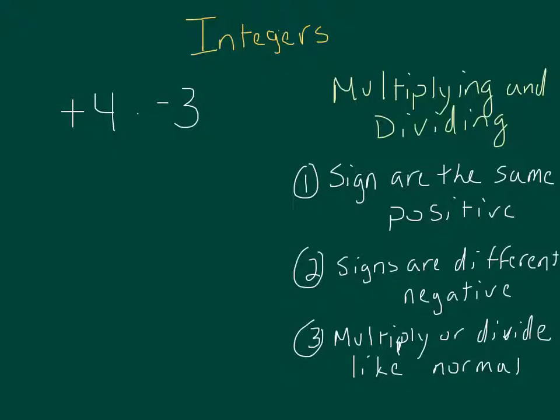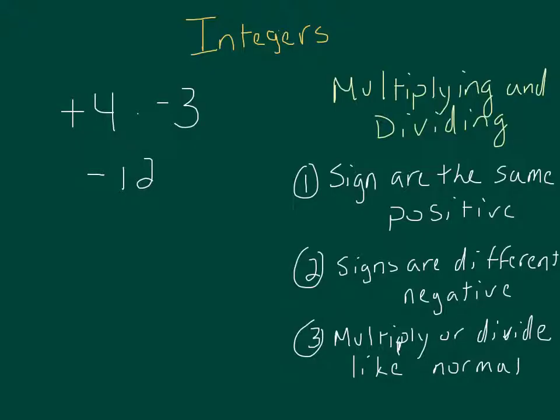It's just that simple. Okay, so in this case we have positive 4 times negative 3. So here the signs don't match, so the sign's going to be negative. Okay, and then all you do is either multiply or divide like normal. In this case we have a multiplication problem, so 4 times 3 is 12. And you're done. That simple.